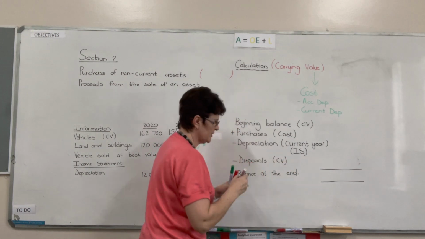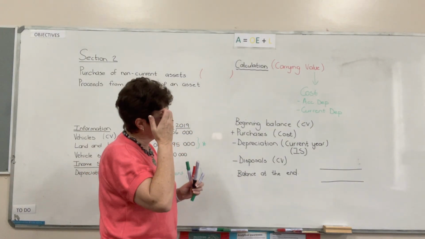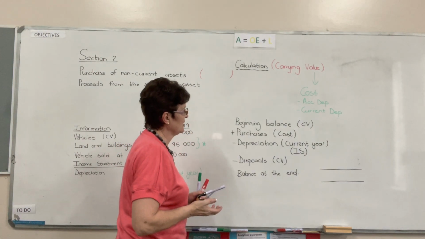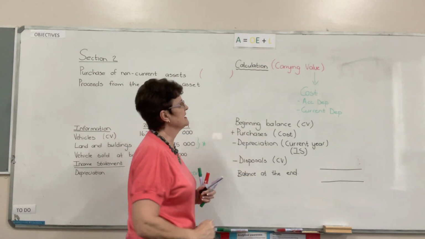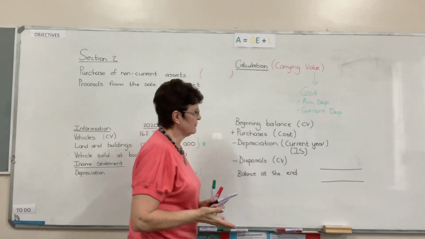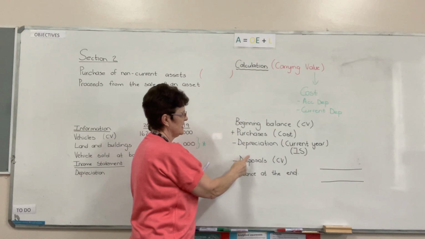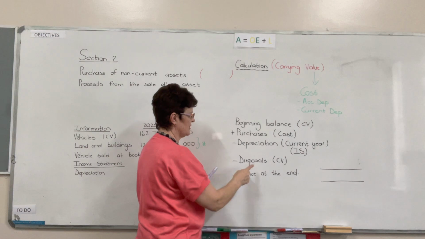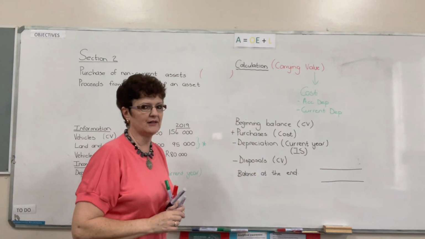So whenever you want to do section 2 and you need to calculate what was actually paid or what was actually received, you use the same steps in your calculation. It depends on what we are looking for. If we are looking for purchases, this will be the amount that will be missing. If we are looking for disposals, this will be the missing amount that we will have to calculate.